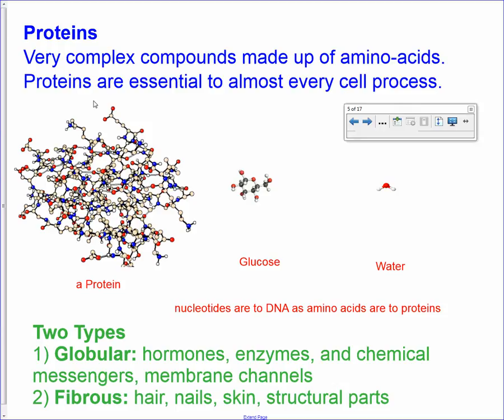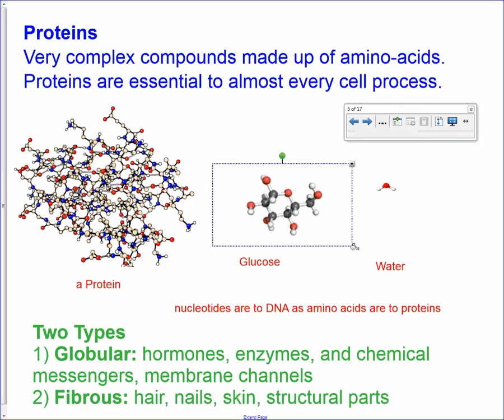Proteins, again, are essential to every cell process. Just to get an idea of the size and complexity of them, here we have a picture of a protein. This model is called a ball and stick model. The balls stand for individual atoms or elements, and the sticks represent the bonds between them. So here is a typical protein. This is what glucose would look like.